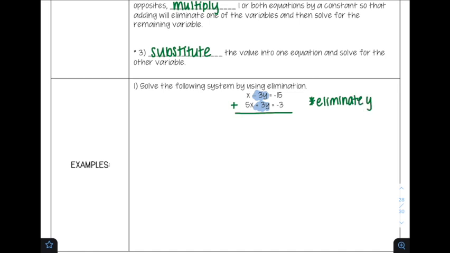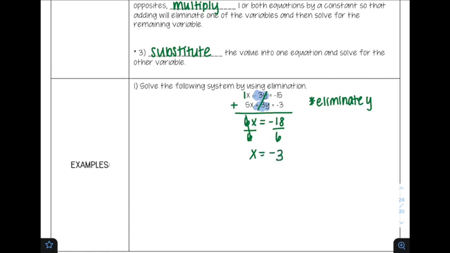They kind of set it up for you, so you don't have to decide which one you will eliminate. We have 1x plus 5x, which gives us 6x. -3y plus 3y will cancel out, so the y will be eliminated. And then you'll have -15 plus -3, which gives you -18. This is how we're adding our terms together: we're adding our constants, our x terms, and our y terms. So here we have 6x equals -18. We're going to solve for x by dividing both sides by 6.